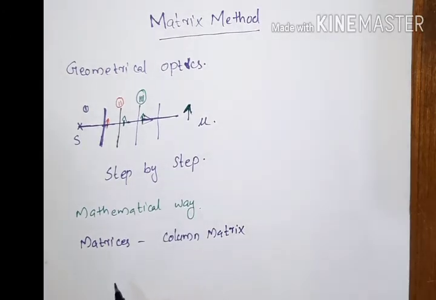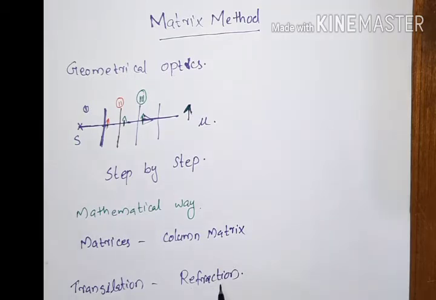Here we can divide the propagation of a light ray into two processes. One is translation and the other is refraction. These two processes take place when a light ray propagates through a medium. One, it gets translated through the medium, and the second is refraction, in which the direction of the light ray changes when the propagating medium changes.